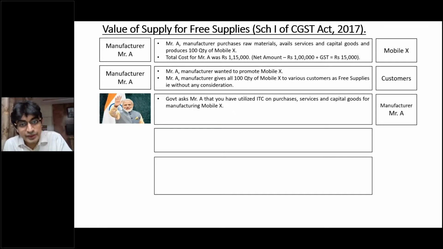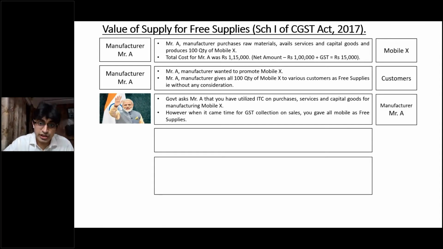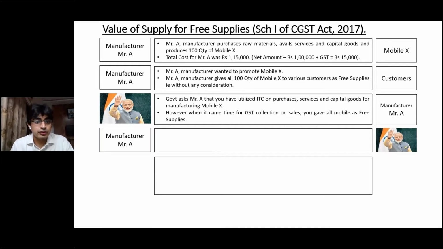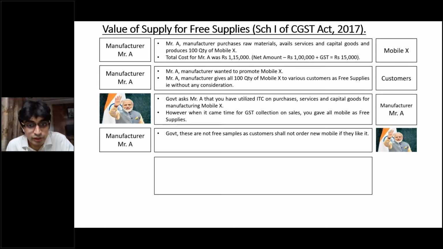When it was about ITC, when the question was input tax credit, you utilized everything. You took an ITC of 15,000. But when it is time for GST on sales, you give all the mobiles as free supplies. The government told me this, and I am telling, boss, these are not free samples.